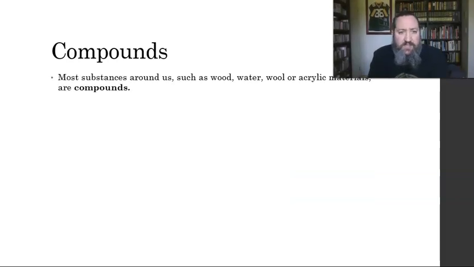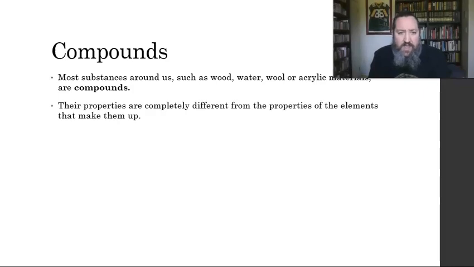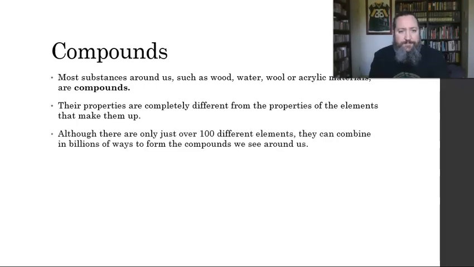So most of the things we see around us are compounds of some form or another. And what's important to know about compounds is that the properties that they display, so what they're like, are often completely unrelated to what makes them up. So there's just over 100 different elements. Only about 90 of those actually occur naturally. And of those 90, there's only about 20-ish that are common at all. Most of the other ones are really, really rare, unusual to find.